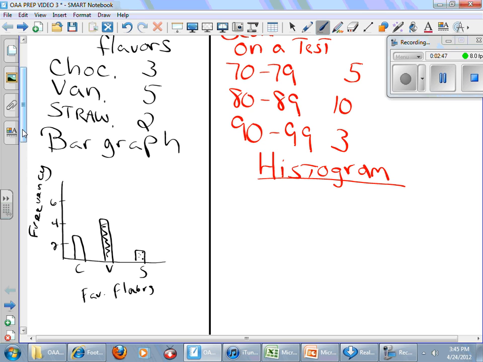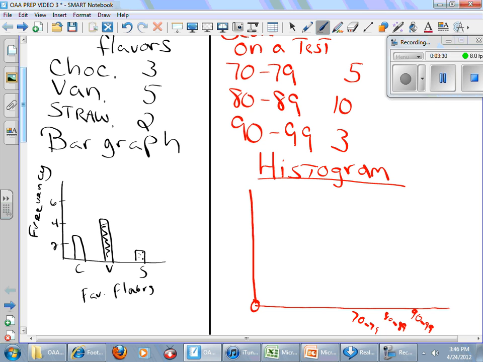But with a histogram, because I'm going 70 to 79, there's a range of scores, then I'm going to go ahead and use the histogram, which looks kind of like the bar graph. 70 to 79 will be here, and then I'll have 80 to 89, and then 90 to 99. This is always 0, and all these other ranges are going to show up as 0. So you won't see any bars there.